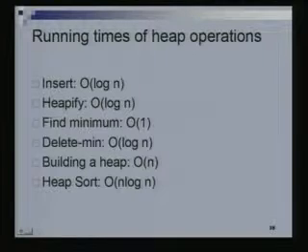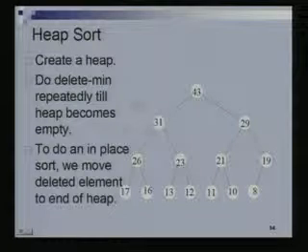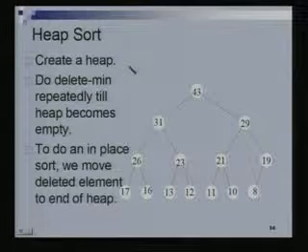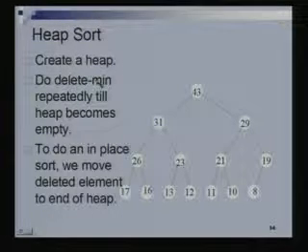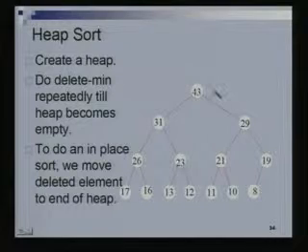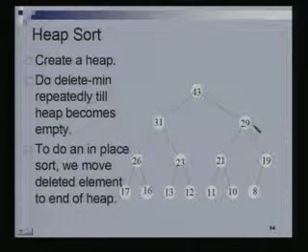So let's quickly summarize the running times of the various heap operations that we've seen so far. The last thing we saw was heap sort, which takes a total time of order n log n. Why did it take a time of n log n? This was because it was a two-step process. First we created a heap. This took only order n time. And then we did delete min repeatedly till the heap becomes empty, right?